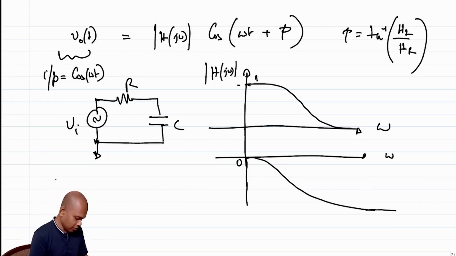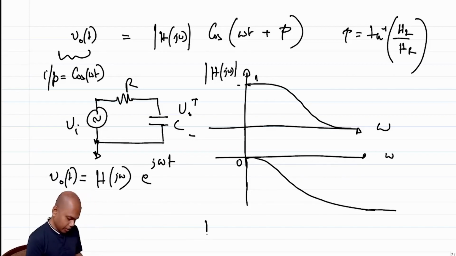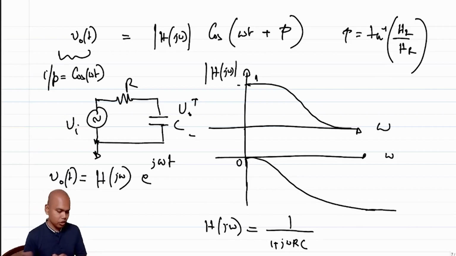Write down the full transfer function. So V naught of t is essentially H of j omega times e to the power j omega t, if the input is e to the power j omega t. H of j omega is equal to 1 by 1 plus j omega RC. Note that I took a conceptual leap and didn't show you how we come up with this, but again, the assumption is that we have all done this type of circuits before, so we'll not get into that level of basics.